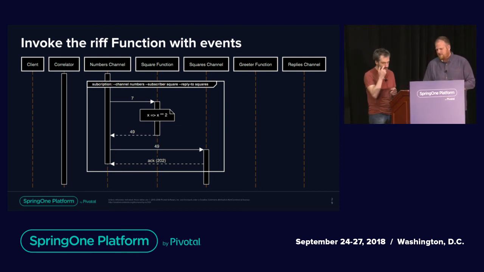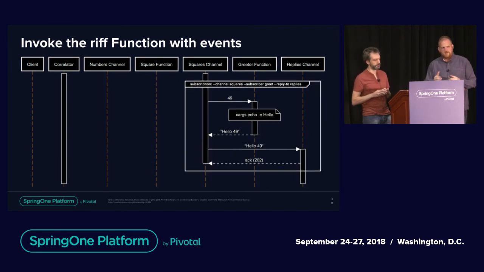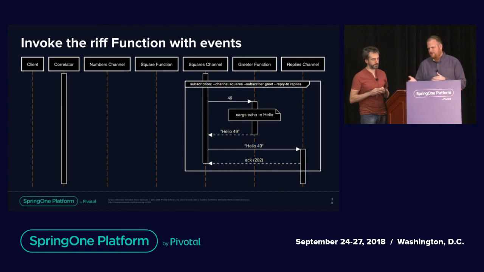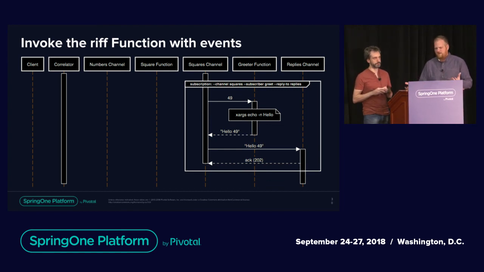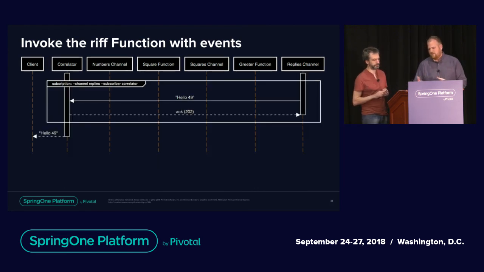So this is basically what happens when you create a subscription. And then from the squares channel, we also sent that message into the greeter, got a response back of hello 49, then took that message, sent it to the replies channel, and got a response back. And this pattern, we can extend it multiple times. We can make these chains of arbitrary length. And then eventually from the replies channel, we can get a response back to the correlator, which then sends the message back to the client.